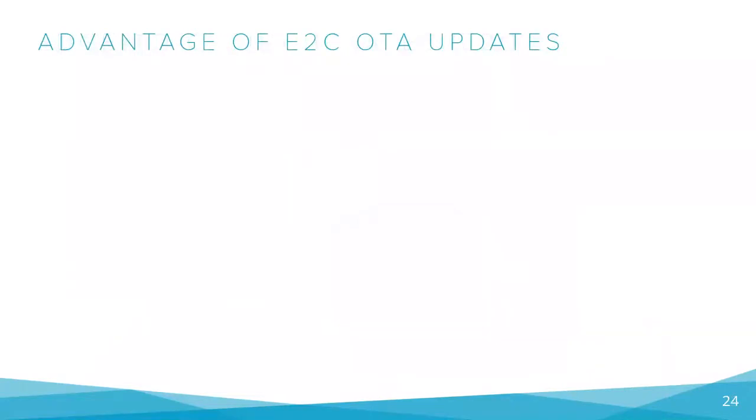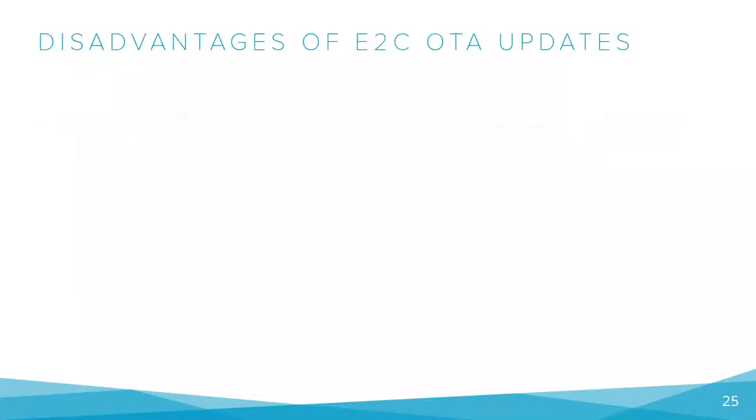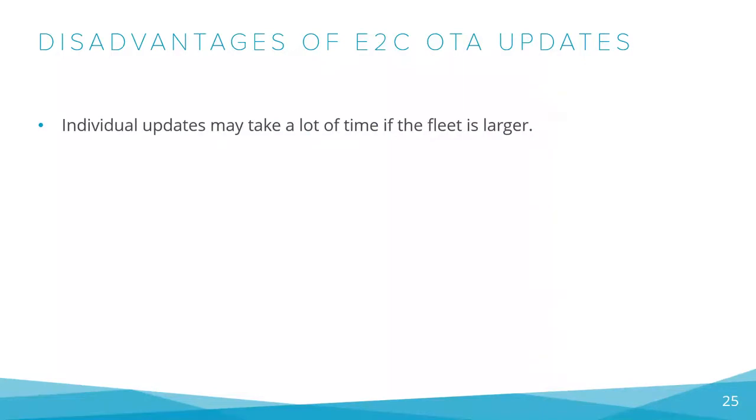And the advantage of E2C OTA update is it allows the update of individual devices, making the entire fleet secure from corruption if the update goes wrong anywhere in between. But again, it has disadvantages. Here the individual update may take a lot of time if the fleet is very large.